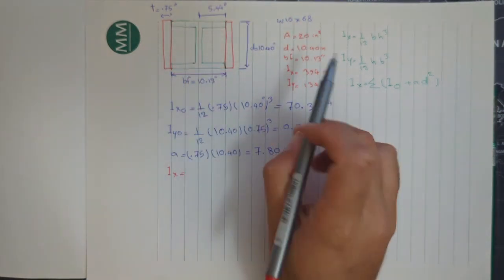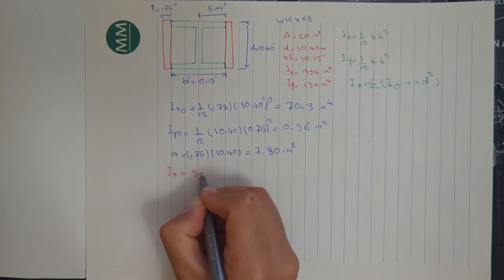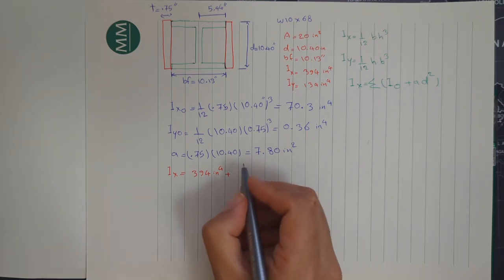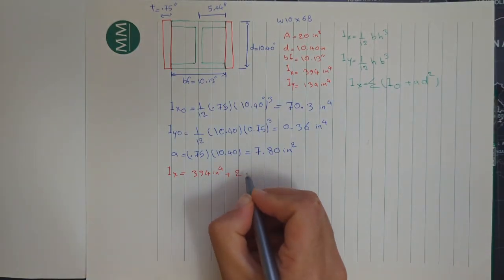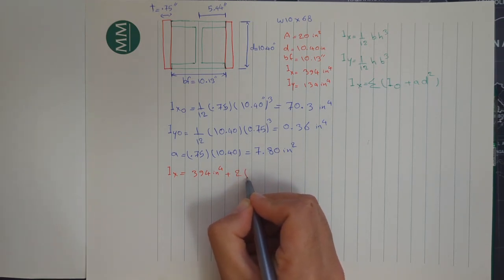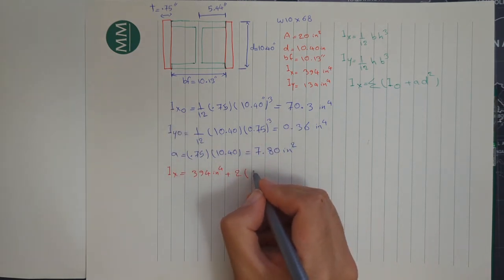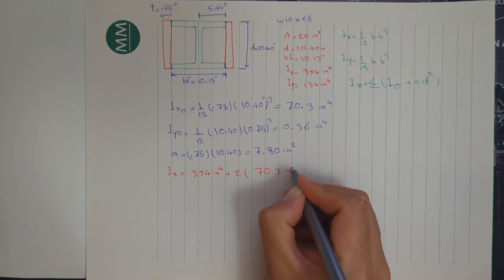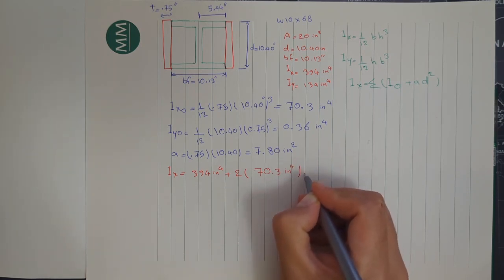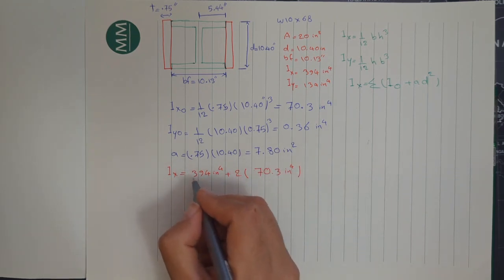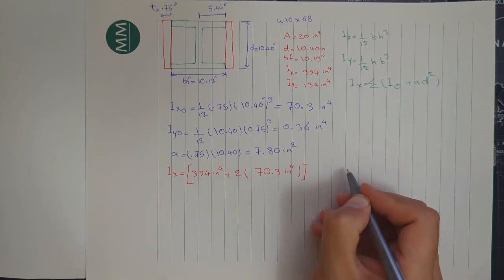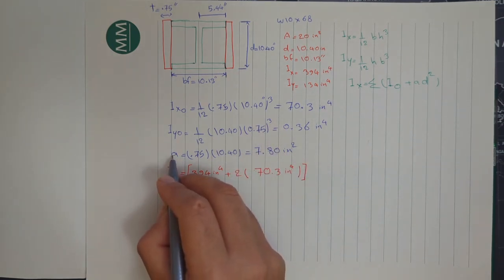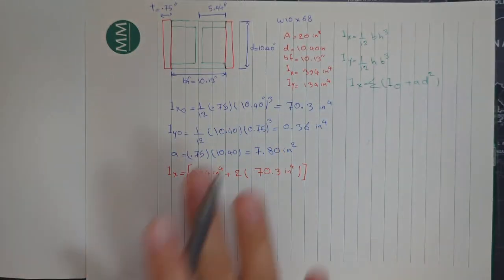The Ix for the beam, we have it up here: 394 inches to the power 4, plus, since we have 2 steel plates, 2 times what was the Ix of each steel plate: 70.3 inches to the power 4, plus A d squared, in brackets. How much is my A?